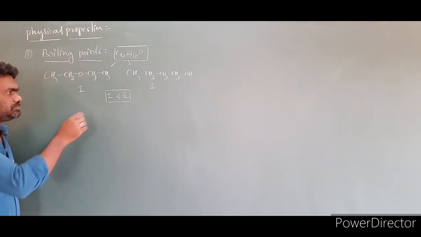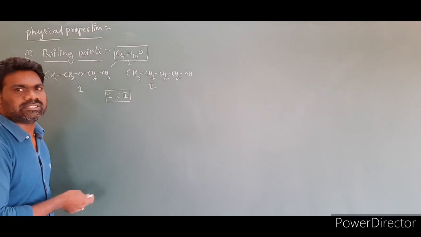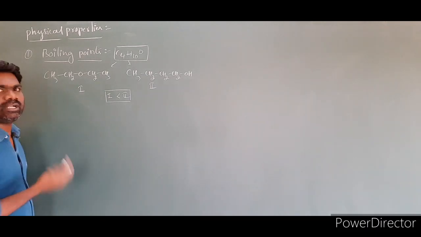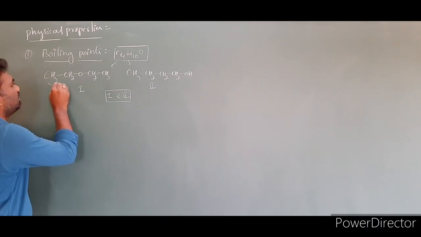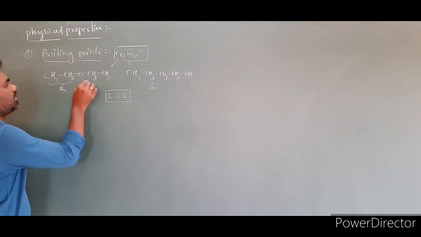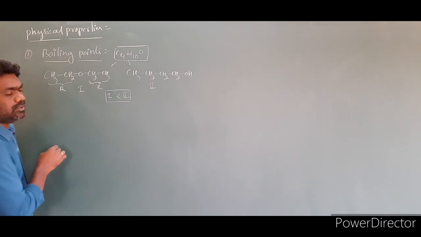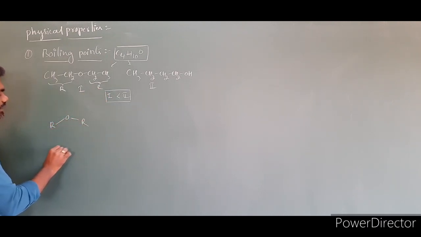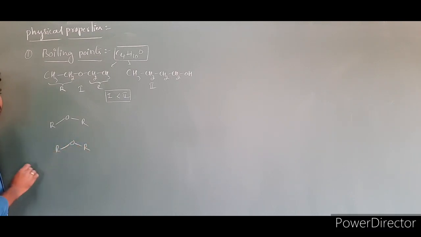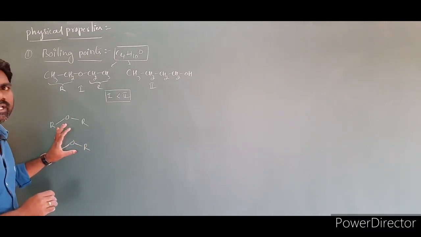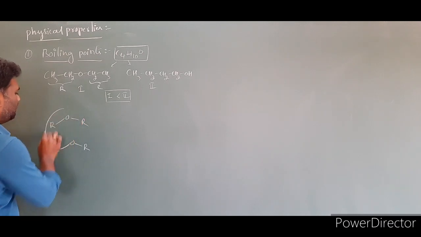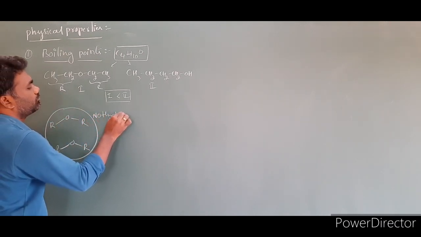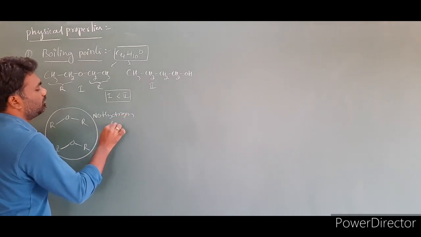Now the point is, why does this difference arise? What is the reason behind it? In ethers, there is no intermolecular hydrogen bonding. I am labeling this CH3CH2 as R, and this as R. So R, O, R. This is ether. I am labeling another molecule R, O, R. Between these two molecules, there is no intermolecular hydrogen bonding. Between these two, no hydrogen bond.